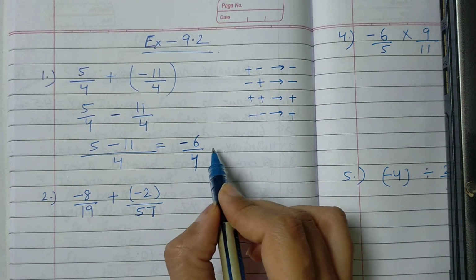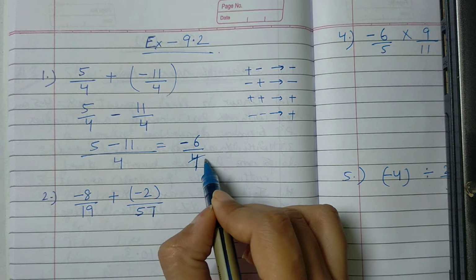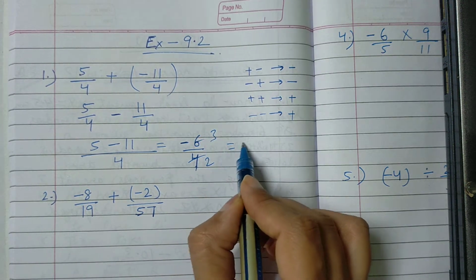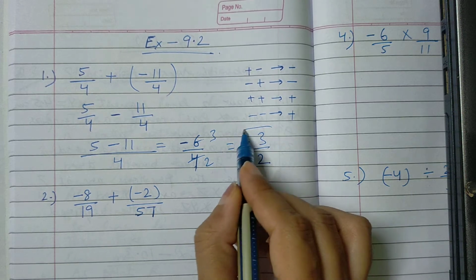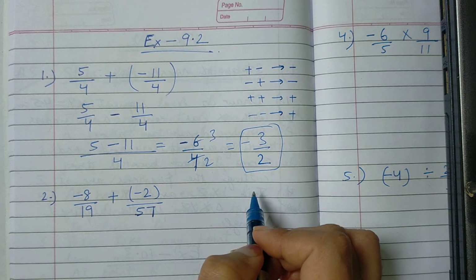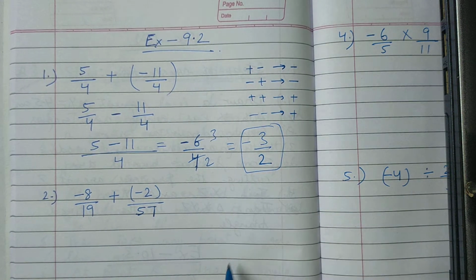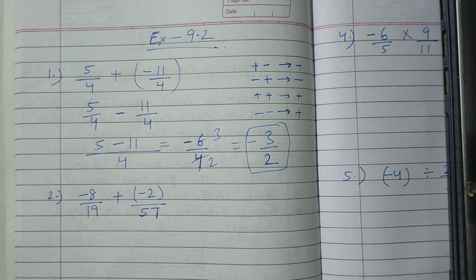You can reduce it into its lowest form also. 2 2s are 4, 2 3s are 6. It will become minus 3/2. This will be the answer. Now one more question based upon this.